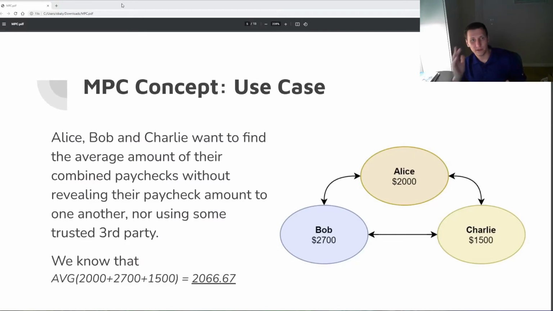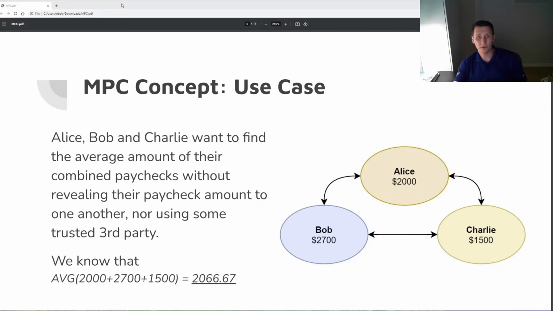In my opinion, the easiest way to understand MPC is through a simple use case. Let's take a look at the use case where we have three independent parties. We have three friends, Alice, Bob, and Charlie.